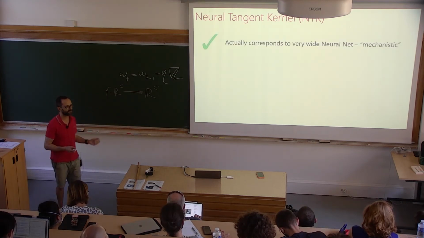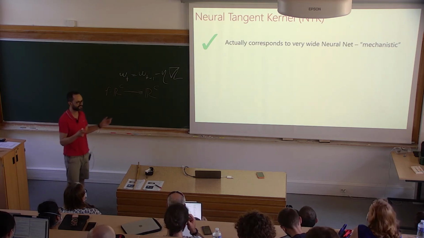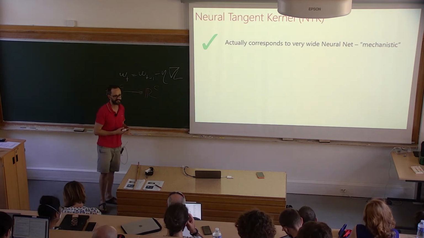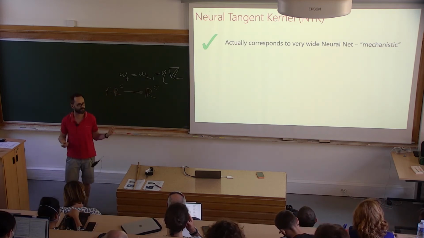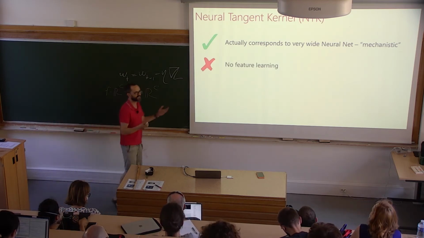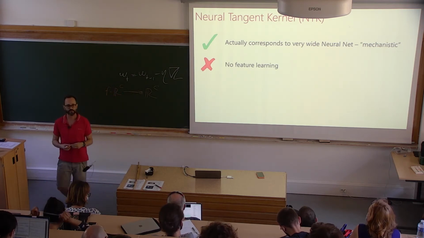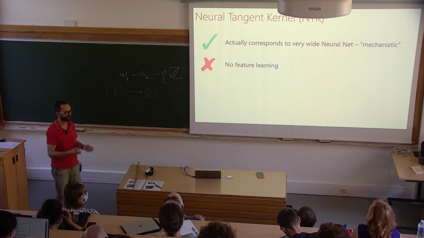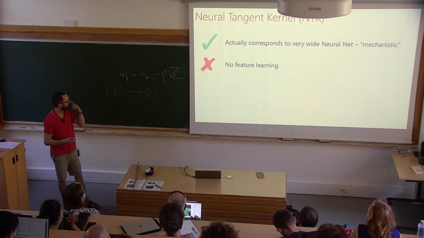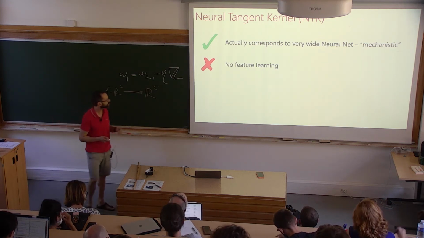The nice thing about it is that it is in some sense a mechanistic model, because it does correspond to neural networks, just very, very wide ones. That's a good thing going for it. The bad thing is that it's a kernel, and a kernel is almost by definition a model that doesn't learn features. The features are in the kernel. So it might not correspond to things that you couldn't do with kernels.